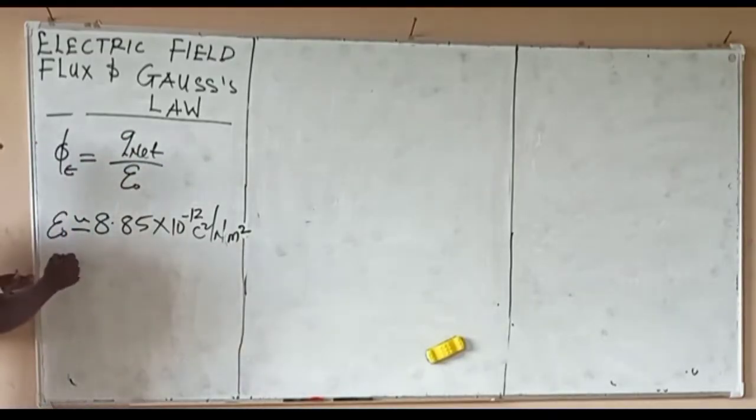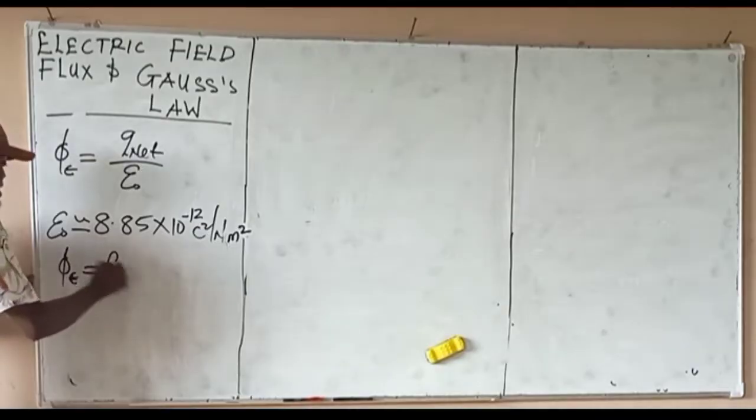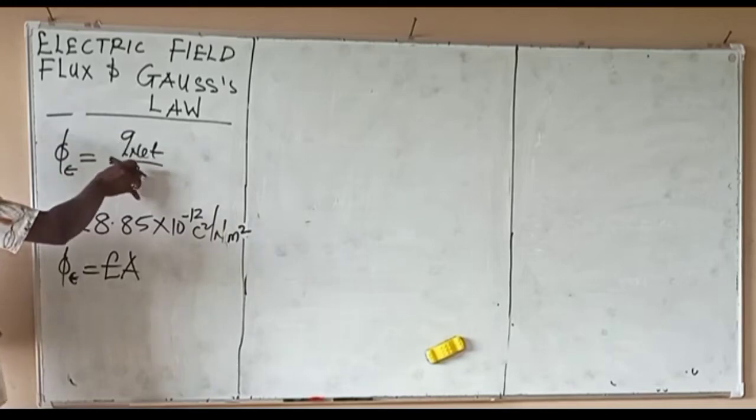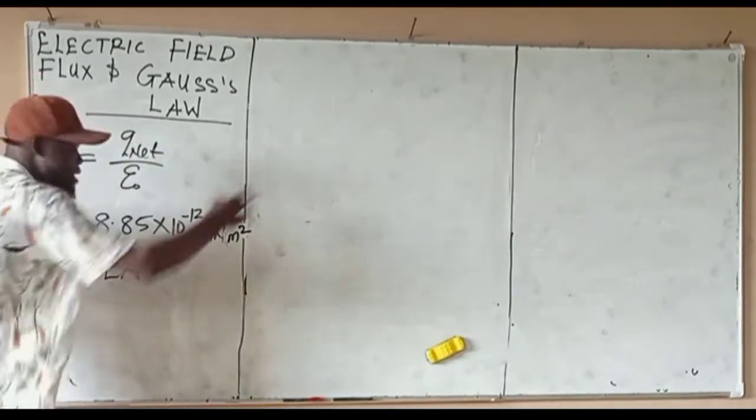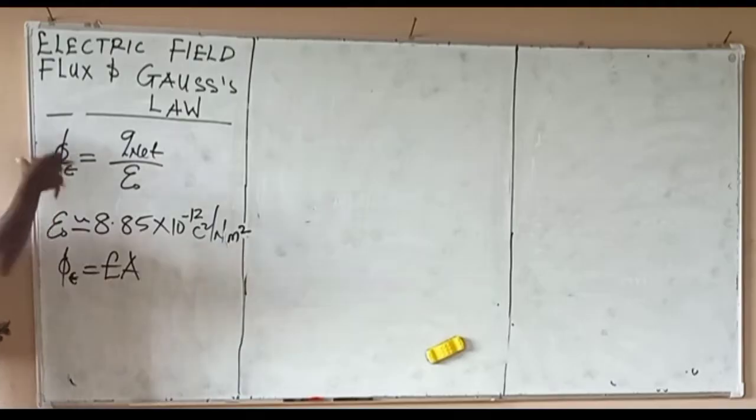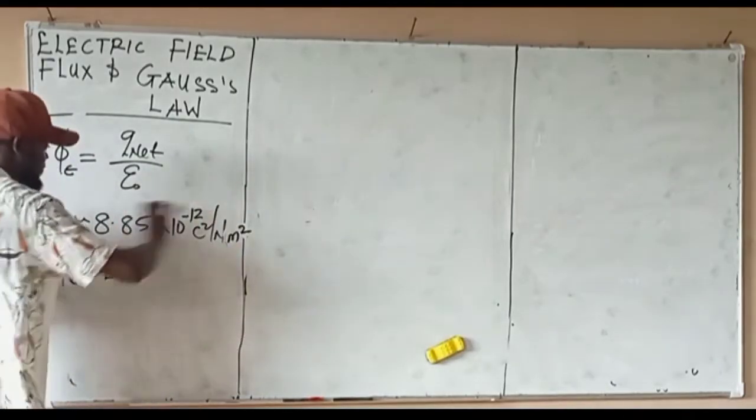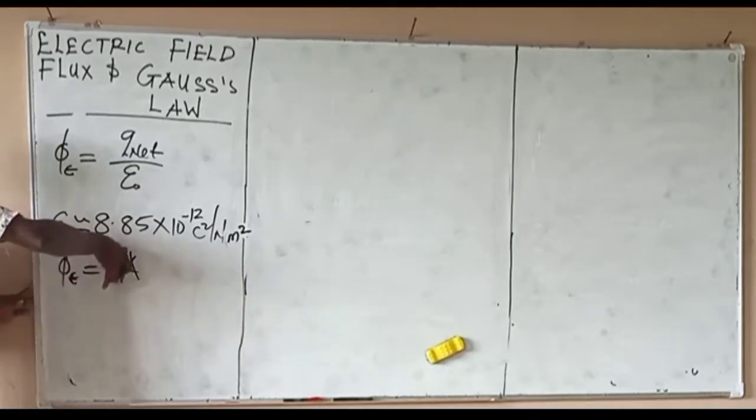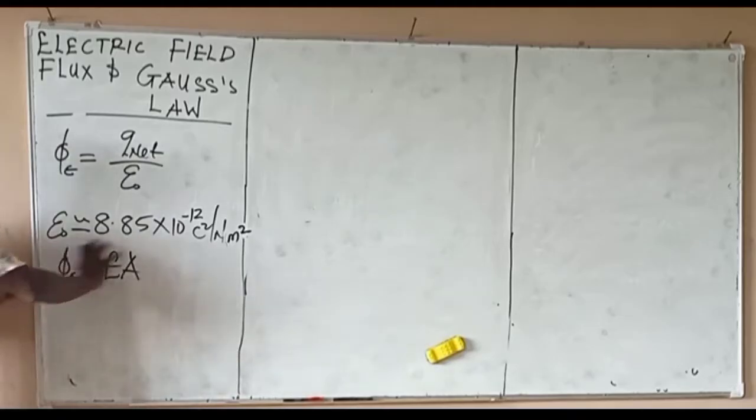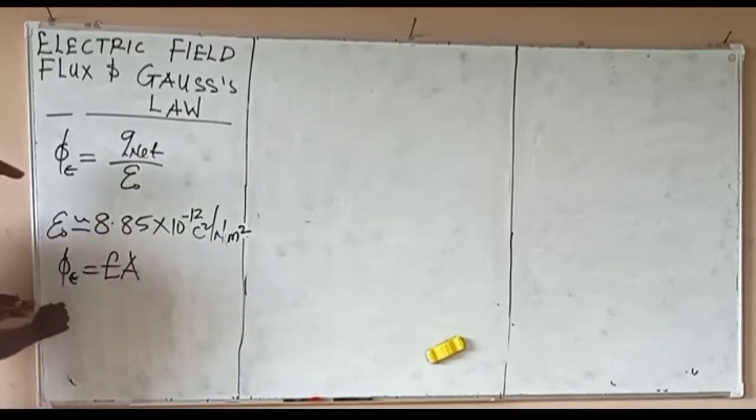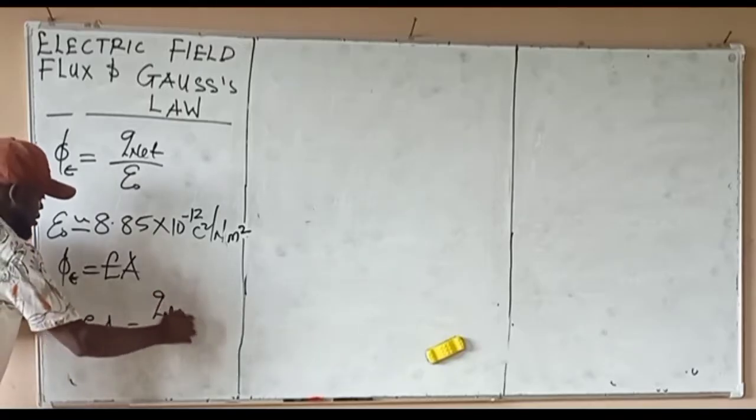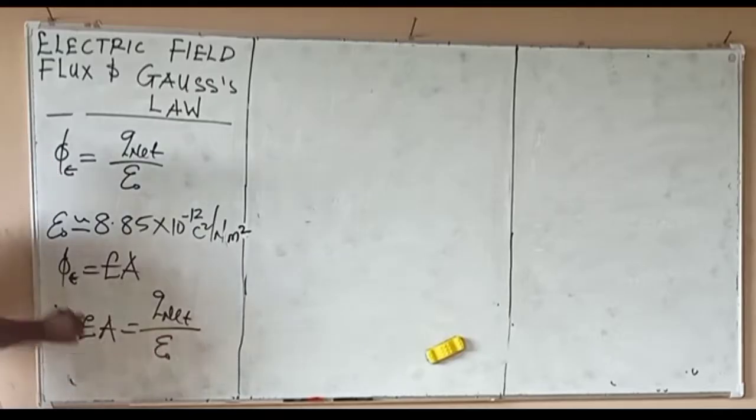Remember we said before that electric flux is equal to EA. Now, if flux from Gauss's law is Q net over epsilon naught, Q net means net or total charge, epsilon naught means permittivity of free space, and this is the value here. We said from definition, our electric flux is equal to electric field times what? Area. Now, if this is equal to this, therefore, from Gauss's law, you can say EA is equal to Q net over what? Over epsilon naught.